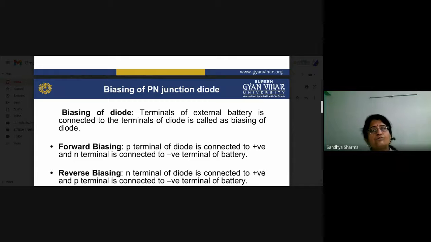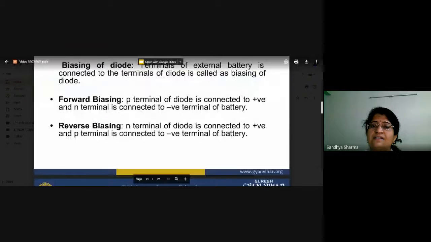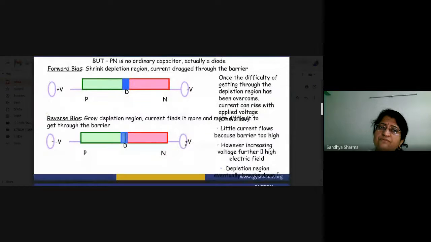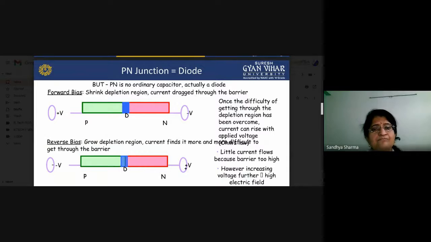As we have seen, our PN diode is either forward biased or reverse biased, and their characteristics we can slightly revise here. Yes, this is the forward biasing and reverse biasing.